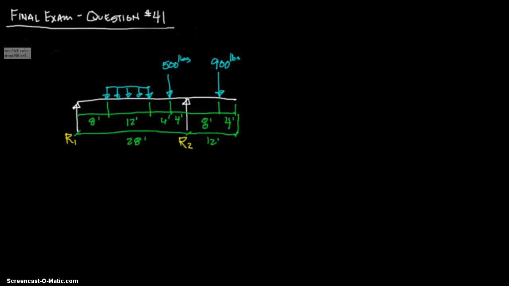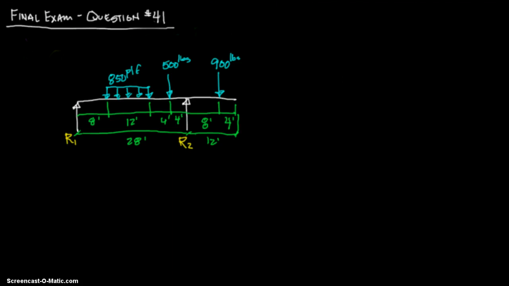Welcome to the final exam, question number 41, and it gives us this diagram, give or take. Actually, I didn't label it. Let me finish labeling it. Looks like it's 850 pounds per foot, 850 pounds per linear foot. Alright, do I have everything? Yes, I believe I do.